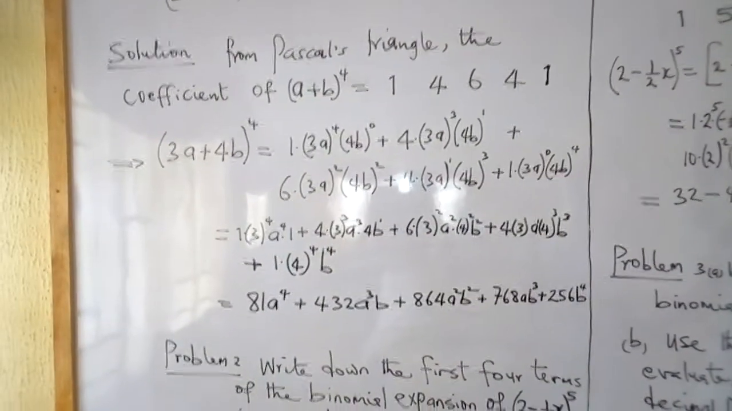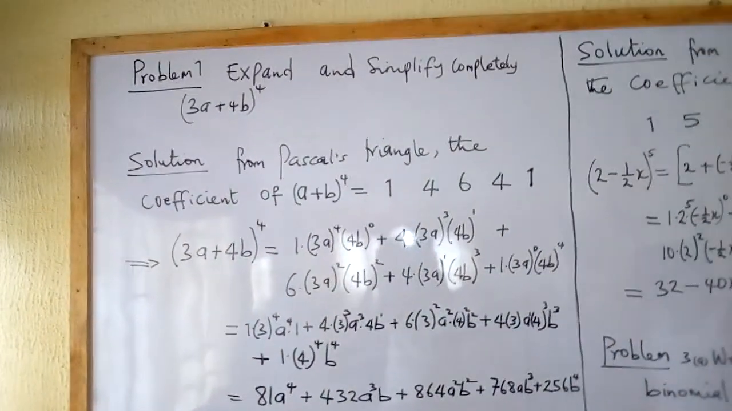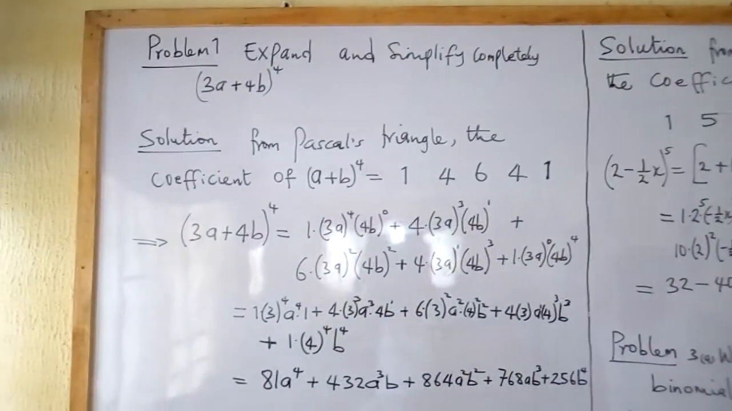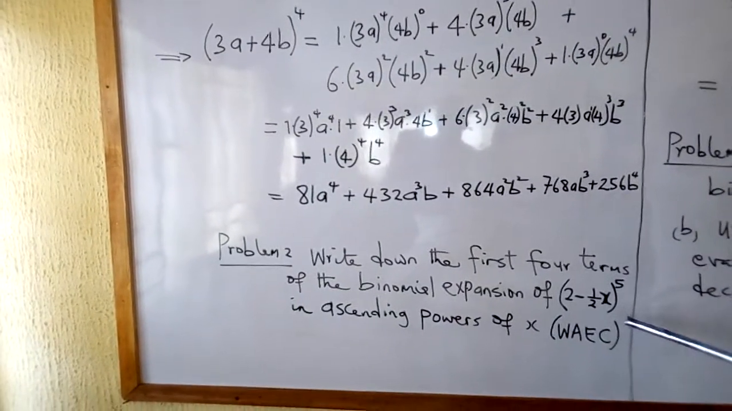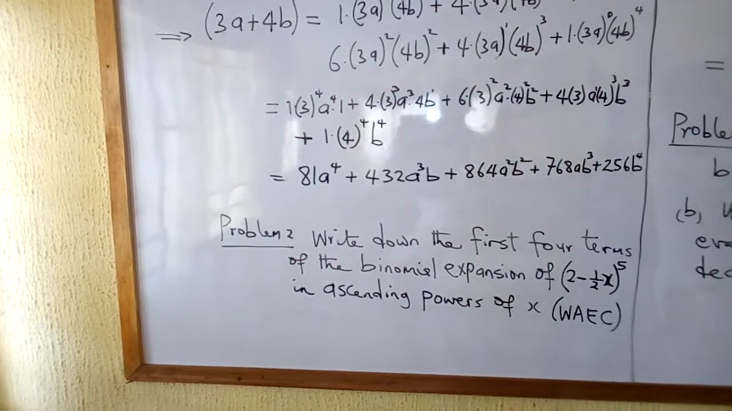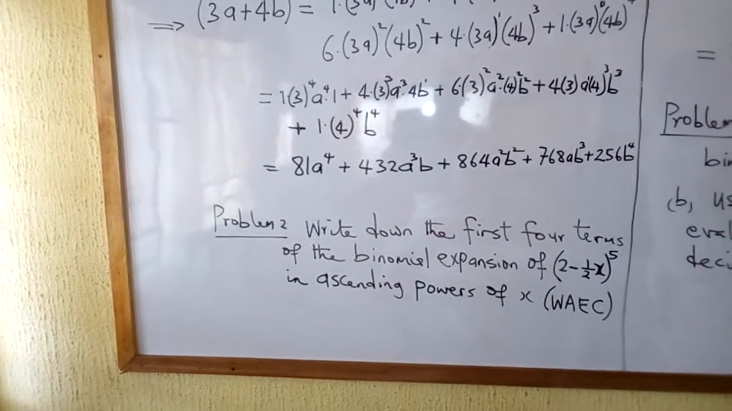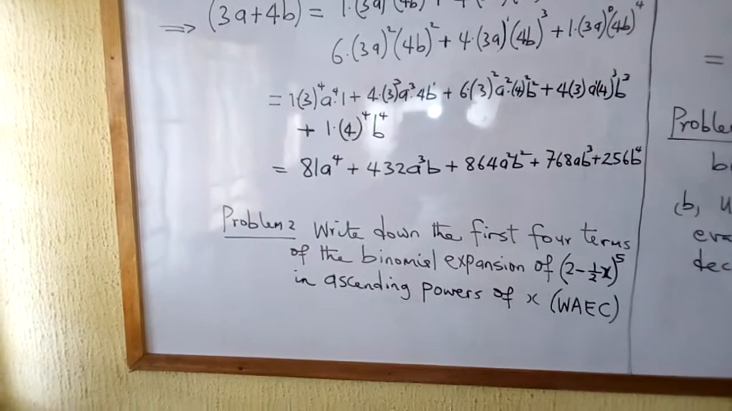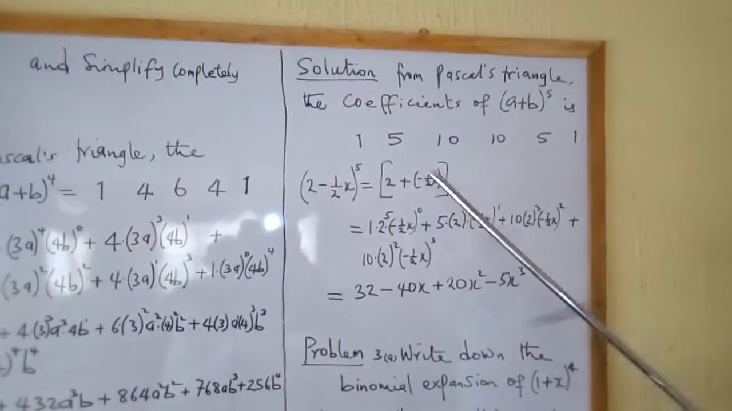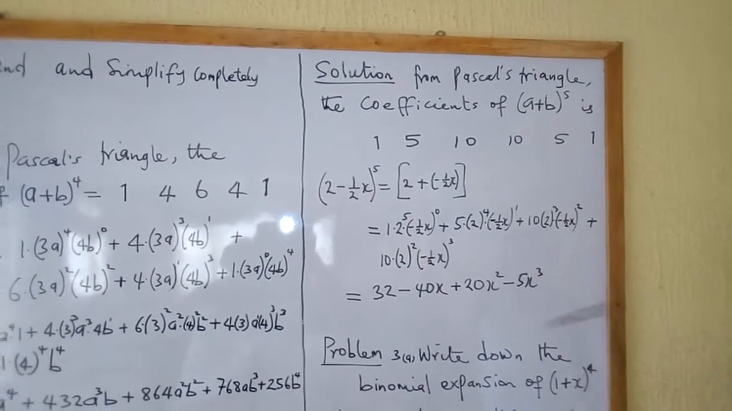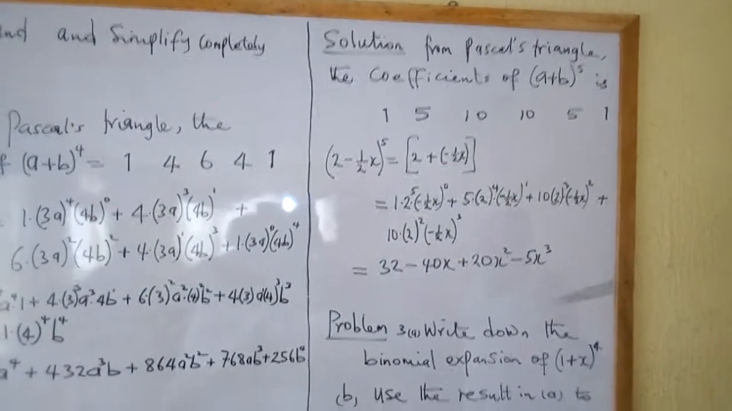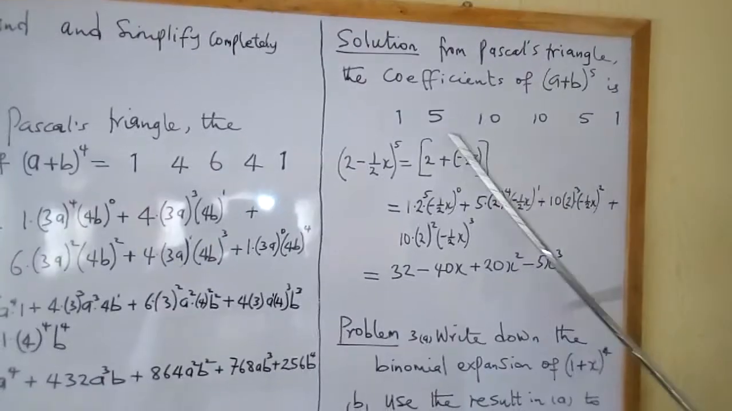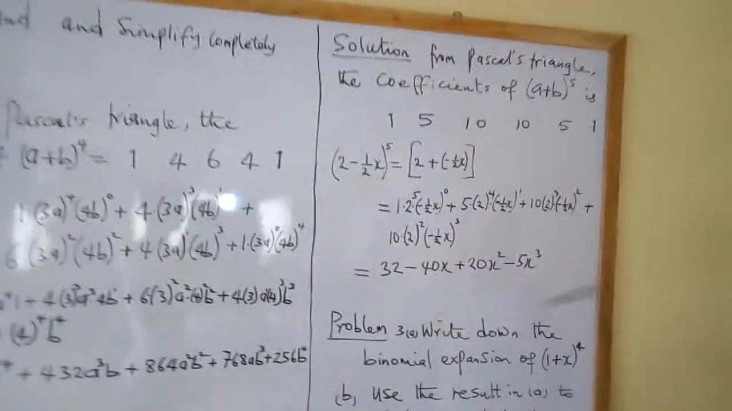Now the second problem is taken from WAEC. Write down the first 4 terms of the binomial expansion of (2 minus half x) raised to power 5 in ascending power of x. Now from Pascal's triangle, the coefficients of (a + b) raised to power 5 are 1, 5, 10, 10, 5, 1. From the question, we are to only consider the first 4 terms, so we are going to stop here: 1, 5, 10, 10.